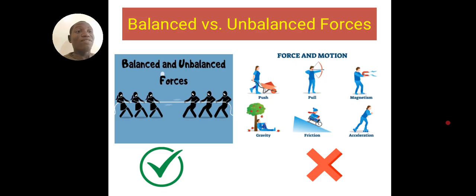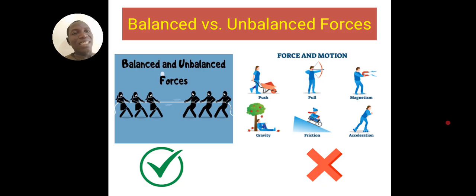So in each of these six different illustrations, the forces are not balanced. There is a push. The force of pushing the wheelbarrow is greater than the force that is trying to oppose it, that is the weight of what is on the wheelbarrow. So she is able to push it.